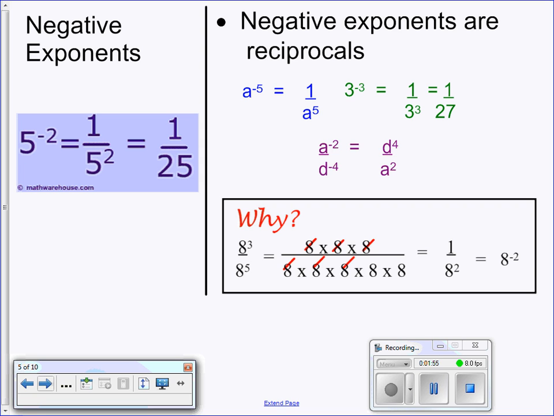So negative exponents are just reciprocals. We never have something in the simplified answer that has a negative exponent. So a to the negative 5, the reciprocal is 1 over a to the 5th. 3 to the negative 3 is 1 over 3 to the 3rd, which then is 1 over 27. If we have a to the negative 2, the reciprocal of that is 1 over a squared, and then d to the negative 4, see how the negative's at the bottom? So then the reciprocal of that is d to the 4th.